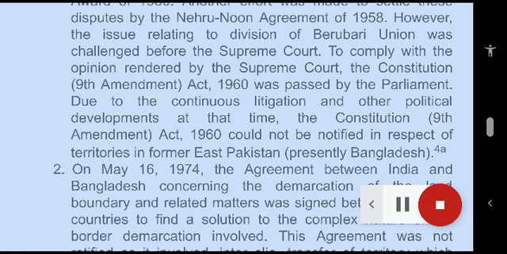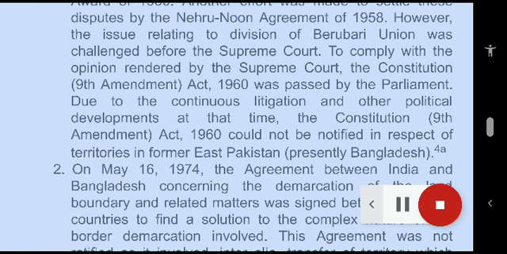To comply with the opinion rendered by the Supreme Court, the Constitution Ninth Amendment Act, 1960 was passed by the Parliament. Due to the continuous litigation and other political developments at that time, the Constitution Ninth Amendment Act, 1960 could not be notified in respect of territories in former East Pakistan, presently Bangladesh. 4A.